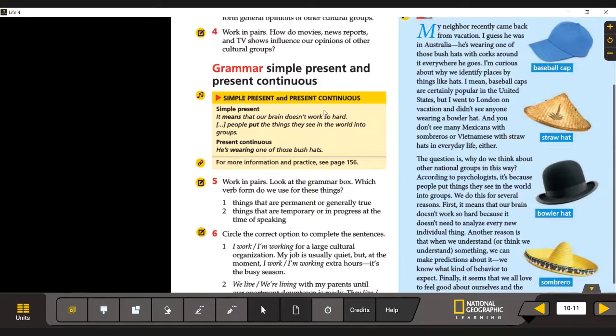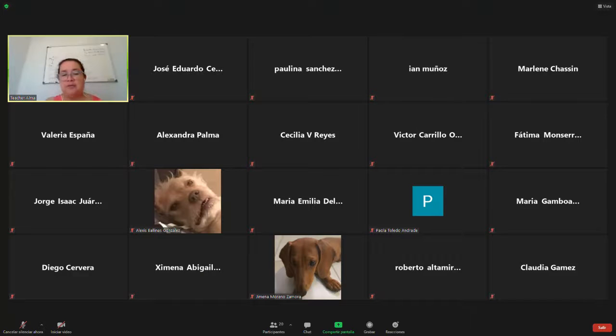Now, the other talks about temporary situations, things which are happening at the time of speaking, things which are probably happening in front of me. Which one is it? Right, it's the present continuous. That is why we call it continuous, because it's happening in front of us.